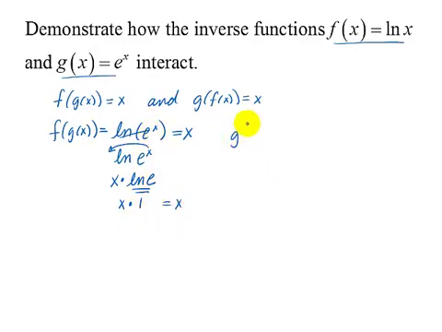And then g of f of x is going to equal our function g, e, and instead of x, we're going to put in the natural log of x, and we know that that has to equal x. And if you look at this, these two things cancel each other out because they're inverse functions, and you're left with x. All right?